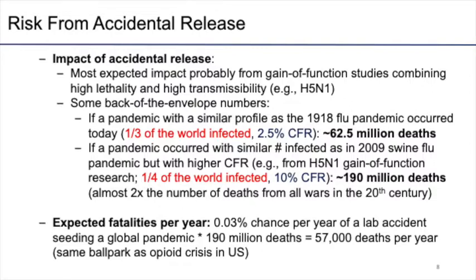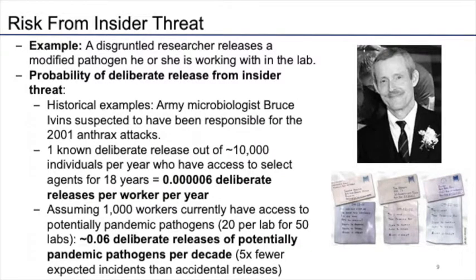So if we next jump to risk from insider threat, when people think of insider threat, of course, who everybody thinks of is Bruce Ivins, who was the prime suspect for carrying out the 2001 anthrax attacks. And in fact, I think that he is the only historical example, at least the only one that I am aware of, of somebody who actually released a pathogen from a lab intentionally. And given that he's the only historical example, it's hard to really draw too many generalizations out of that.